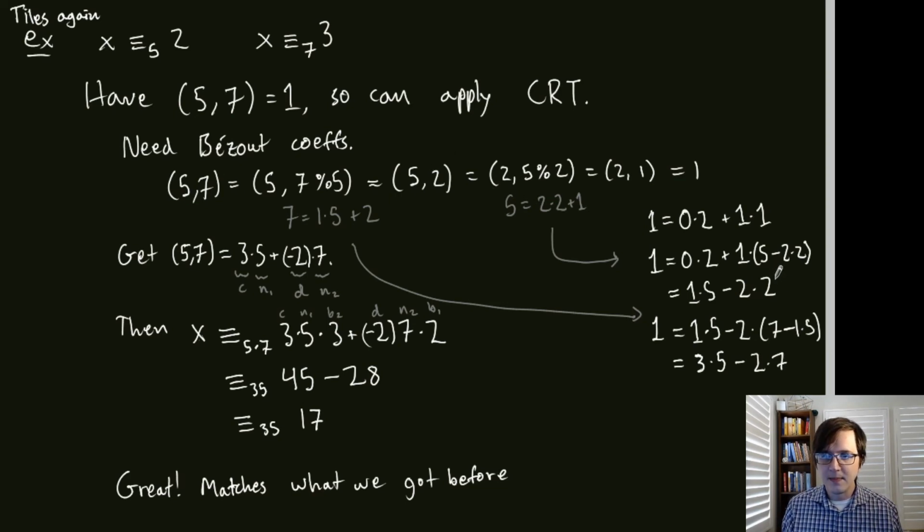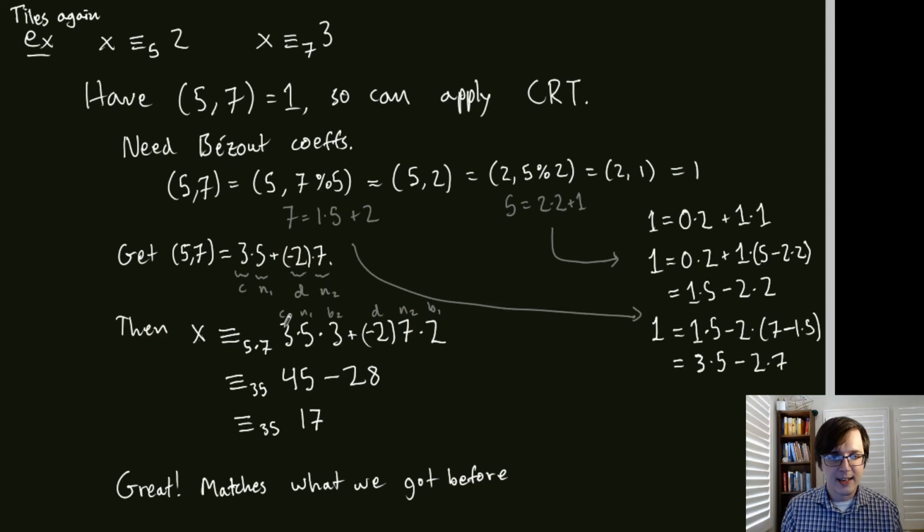Then 2 is 7 minus 1 times 5, which we can substitute in for that 2. Then rearrange to get that 1 is 3 times 5 minus 2 times 7. So the GCD of 5 and 7, which is 1, is equal to 3 times 5 plus negative 2 times 7. 3 and minus 2 are our Bézout coefficients. So 3 is c, minus 2 is d, using the letters from the proof. And then 5 and 7 are n1 and n2.